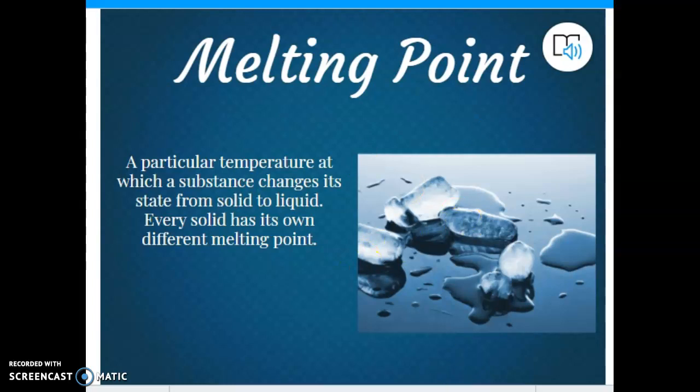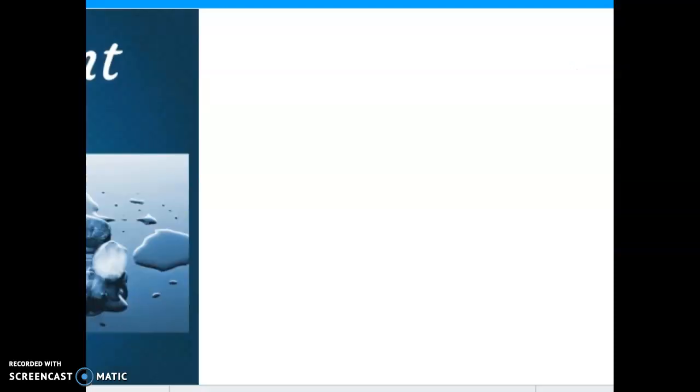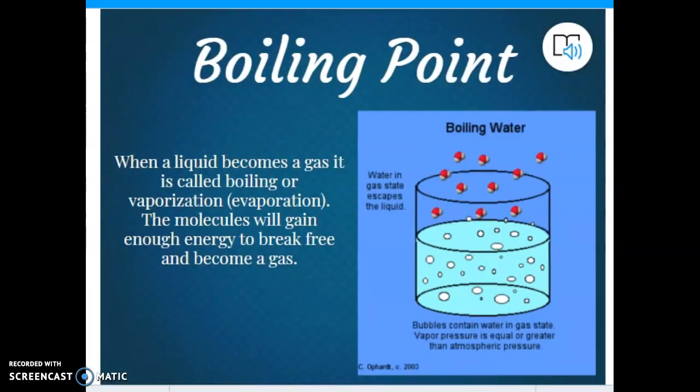So melting point is one of the first words we'll talk about. Boiling point: when a liquid becomes a gas, it's called boiling point, or vaporization, or evaporation. Have we heard some of these words before? Vaporization, evaporation, yes. What happens in evaporation? That's when liquid water turns into a gas.